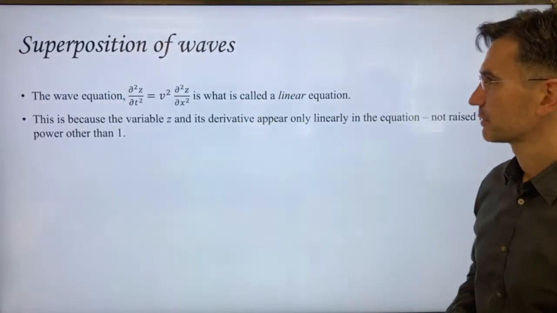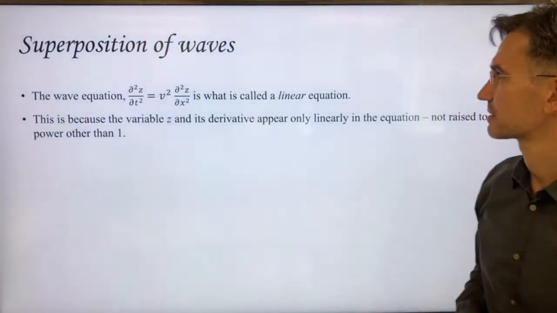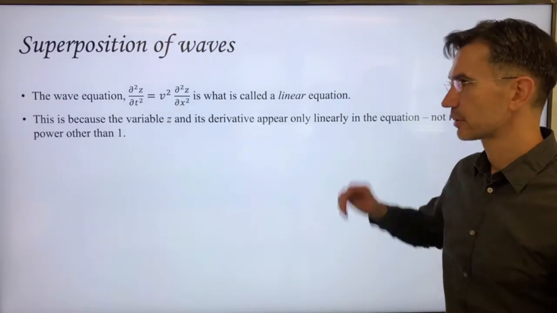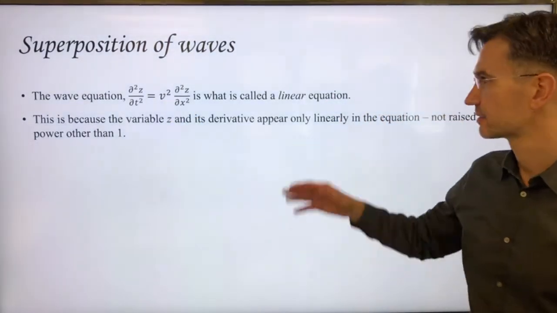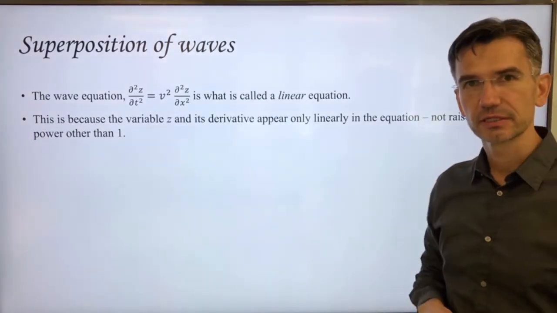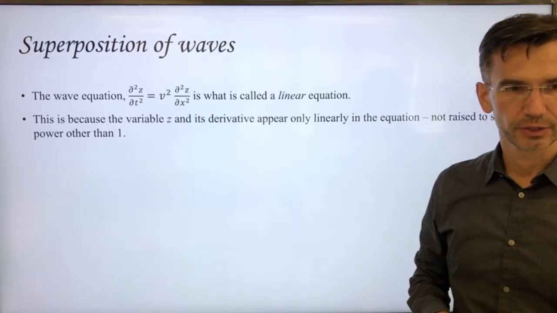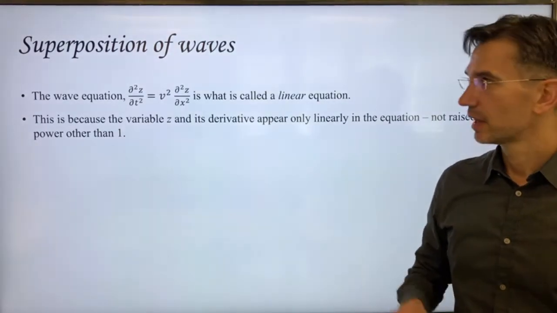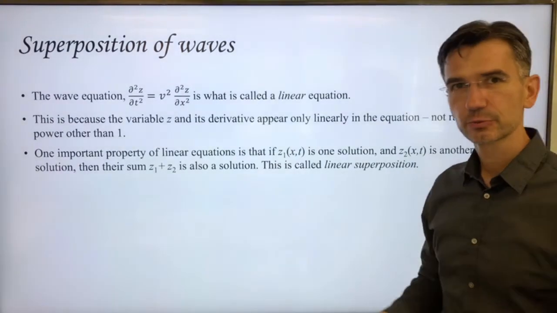So we'll start again with our wave equation, which we introduced last lesson. The wave equation is a linear equation. This is because the variable z and its derivative are only appearing linearly. They don't come in squared or to some power in the equation. And an important property of linear equations is that you can superpose them.